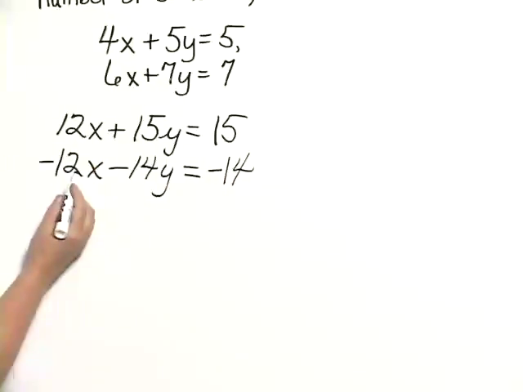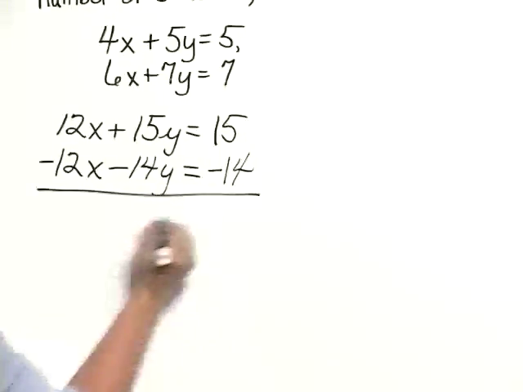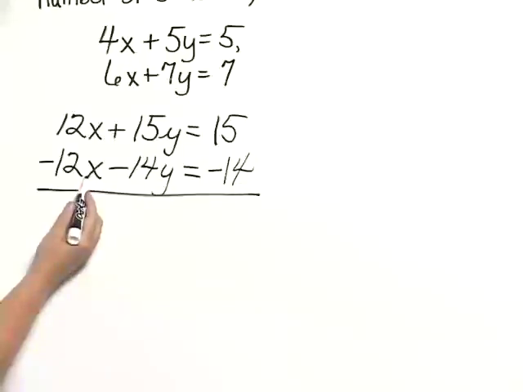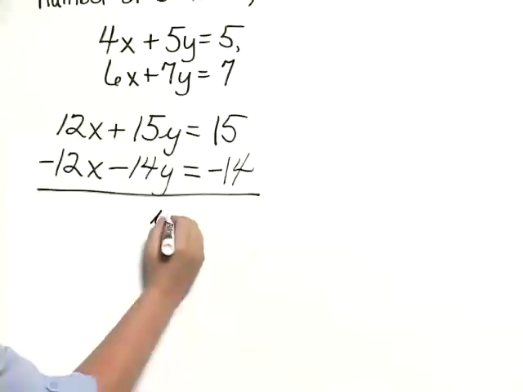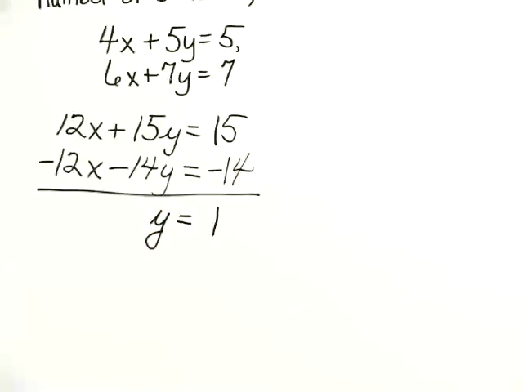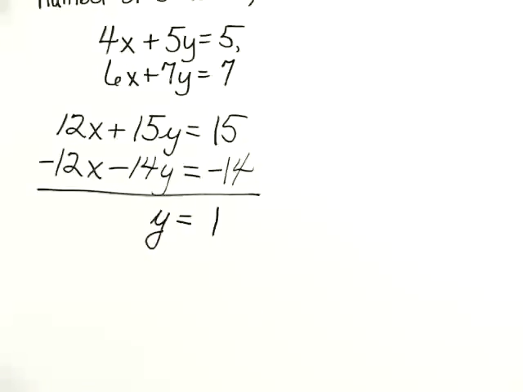These equations are equivalent to the ones above, but now I have coefficients of x that are opposites. So when I add these together, these add to 0, and I've eliminated the x's. 15y minus 14y is simply y, and 15 minus 14 is 1. And so that directly came out to give me my value of y, which is 1.